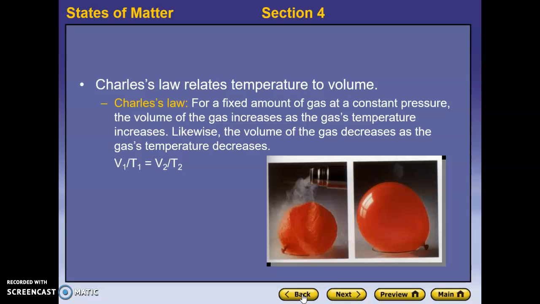It's important to note that anytime we work with temperature and gas laws, we work with a Kelvin temperature. Now, this is very much like working with Pascal's principle in that we're going to cross multiply and divide.